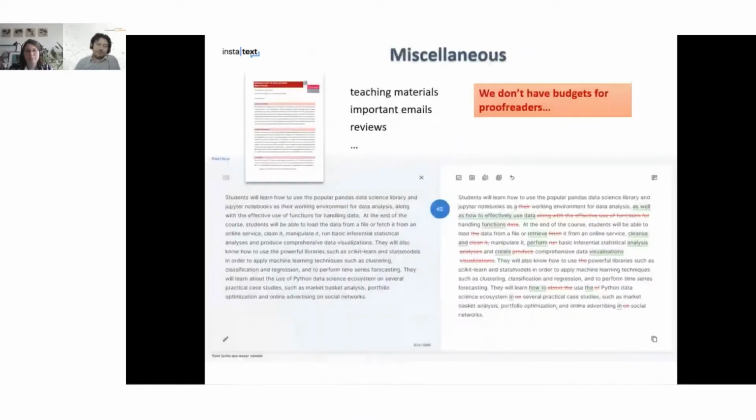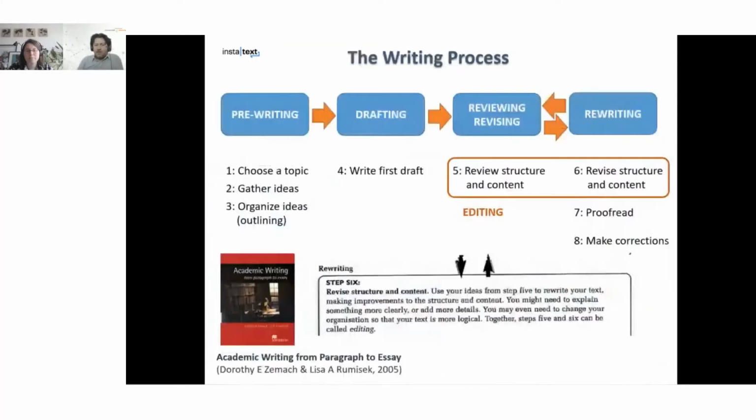And then, of course, there are important emails. There are important reviews where we want to look good, teaching materials, and so on. And of course, we don't have access nor budget for proofreaders for such texts, but also we need help in real time. So we would like to have a tool here. Now, if I go back to the writing process, because it's not immediately clear.